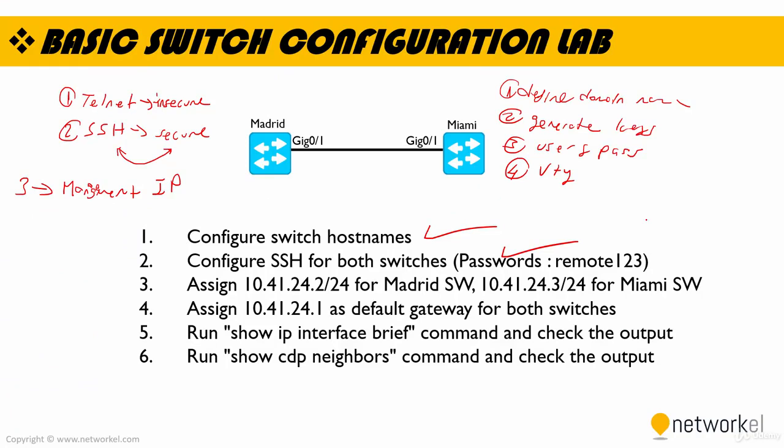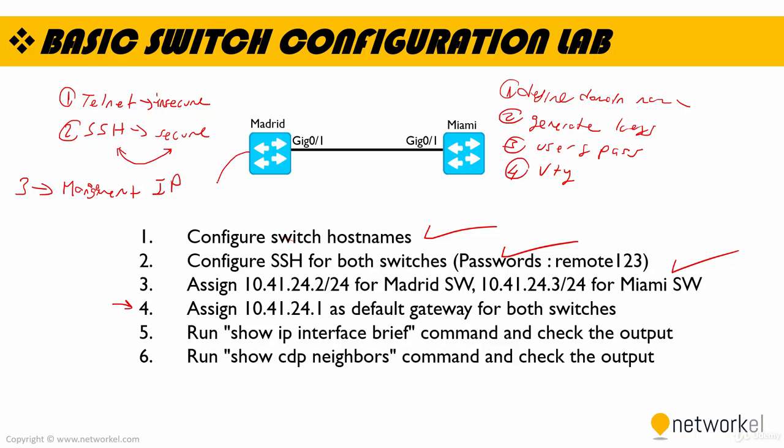Step 3 accomplished. Now let's take a look at the fourth step. Fourth step is saying us to assign 10.41.24.1 as default gateway for both switches. What I want to say in here is, in the question you cannot see a default gateway right now.